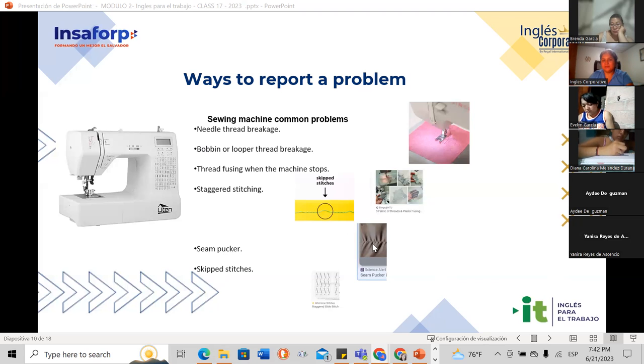Puntada fruncida. Did you take it? Did you write it down? Okay, this is just vocabulary for you, because you are going to use that in the future. Bobbin or looper, needle breakage. Perfect.